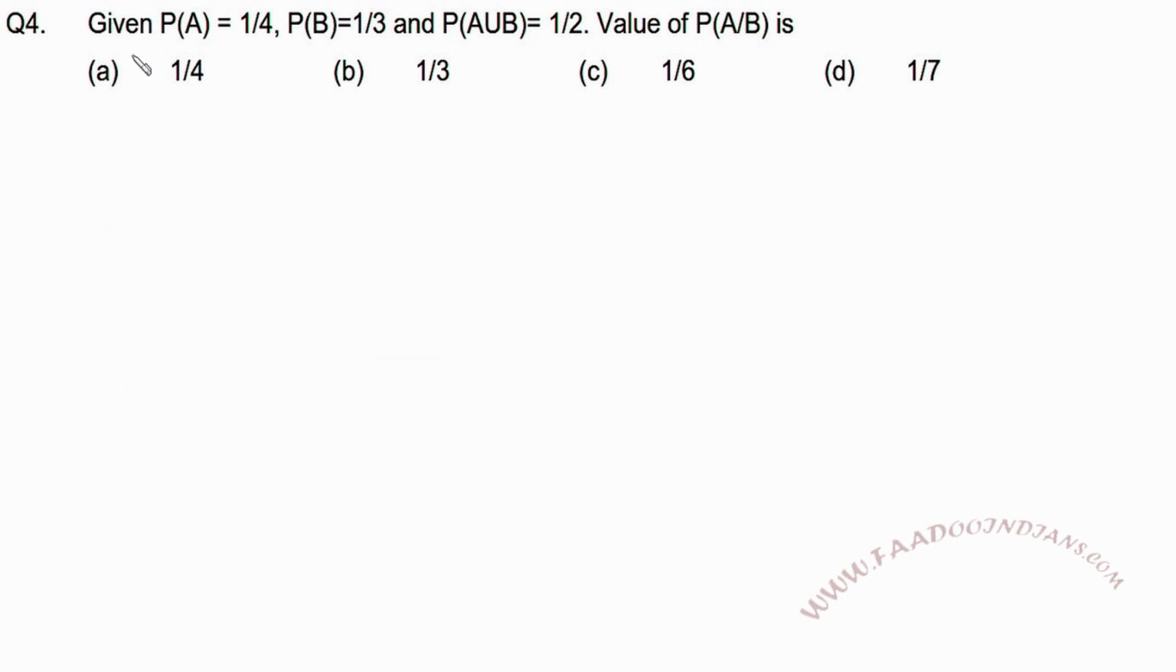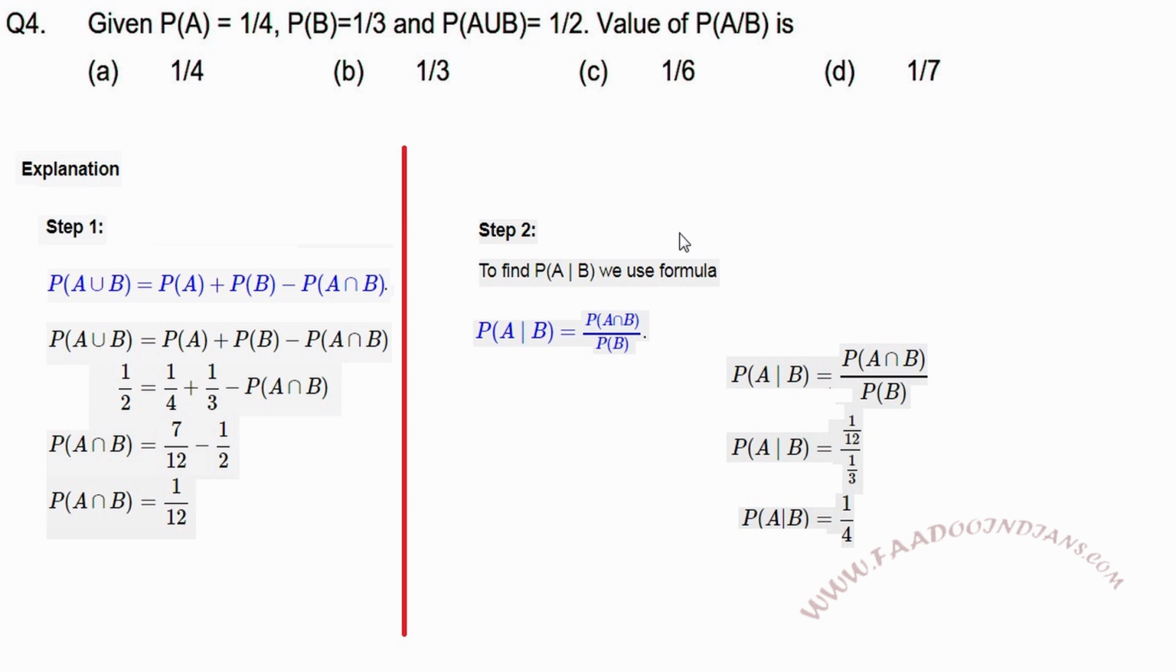Fourth, given probability of A is 1 over 4, of B is 1 over 3, and probability of A union B is 1 over 2, find the value of B such that A took place. Well, this is simple. First of all, in order to find that, we need probability of A and B, which can be achieved by another formula. So we will place values into it. We are given the other 3 values.